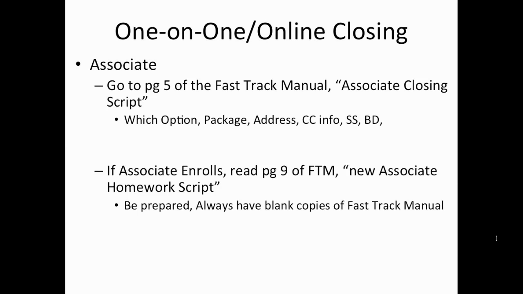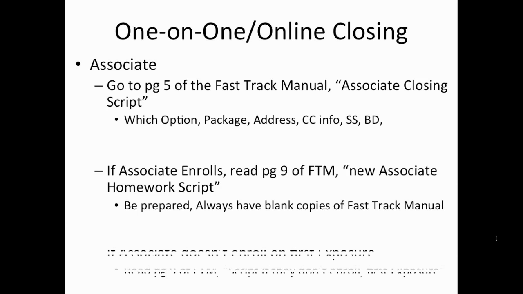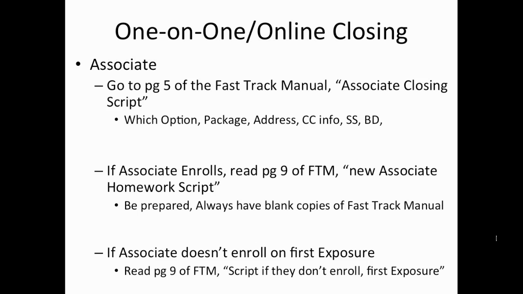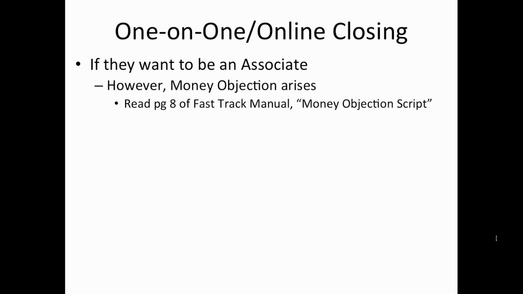Again, be prepared. Always have blank copies of the fast track manual, because that part of the script talks about giving them a fast track manual or sending it to them if it's an email, and having them watch the fast track manual video. That's a good portion of that homework. So if the associate doesn't enroll on the first exposure, again, break out page 9 of the fast track manual, read that script if they don't enroll. Money objection, read page 8, the money objection script. It's all pretty well laid out there for you.